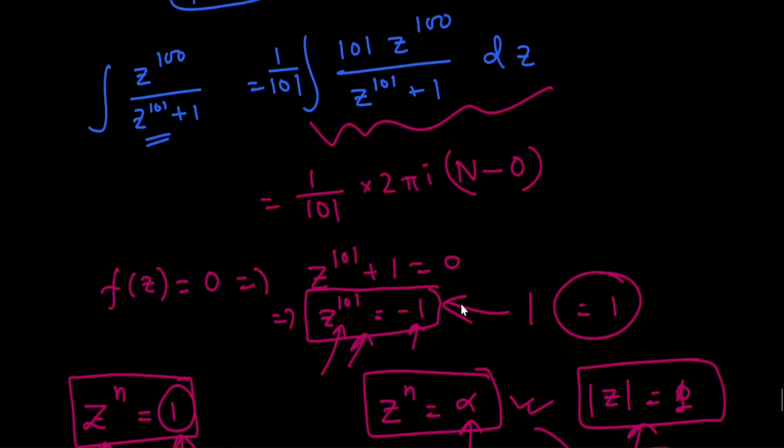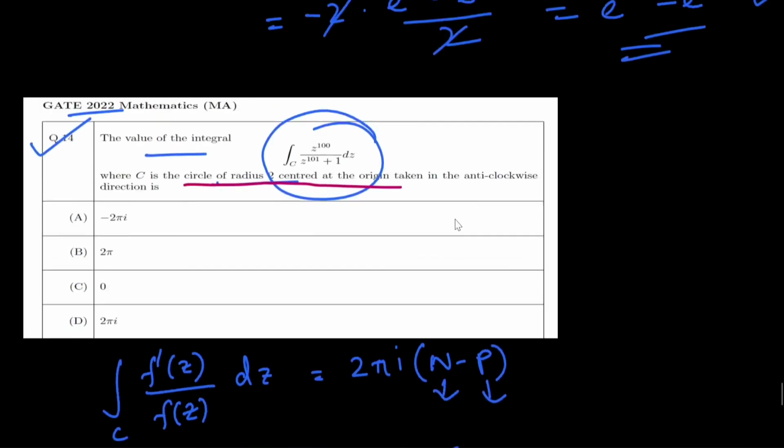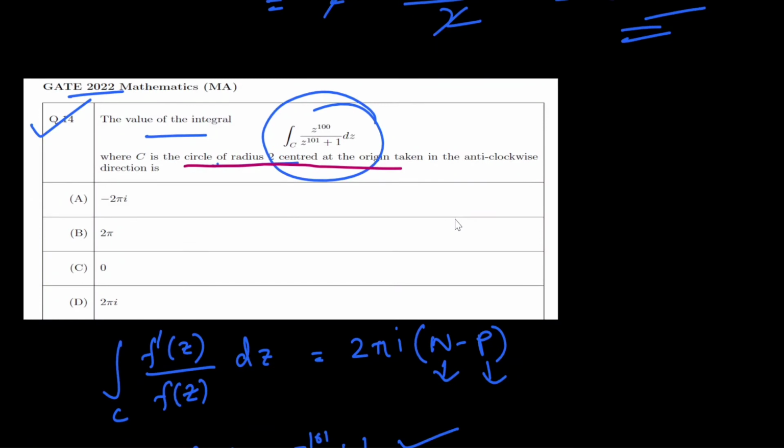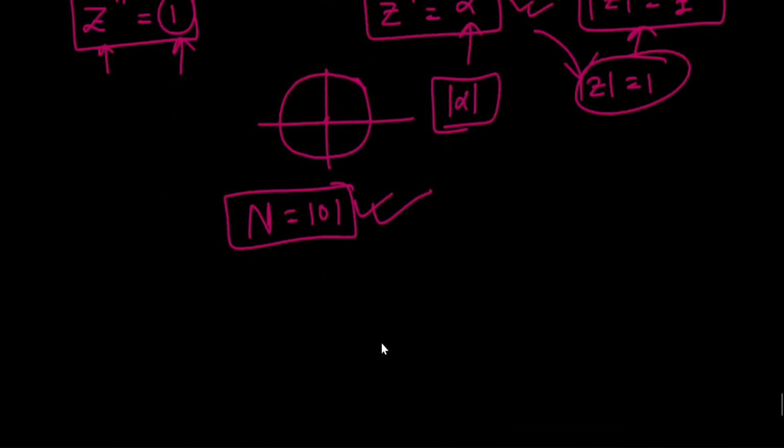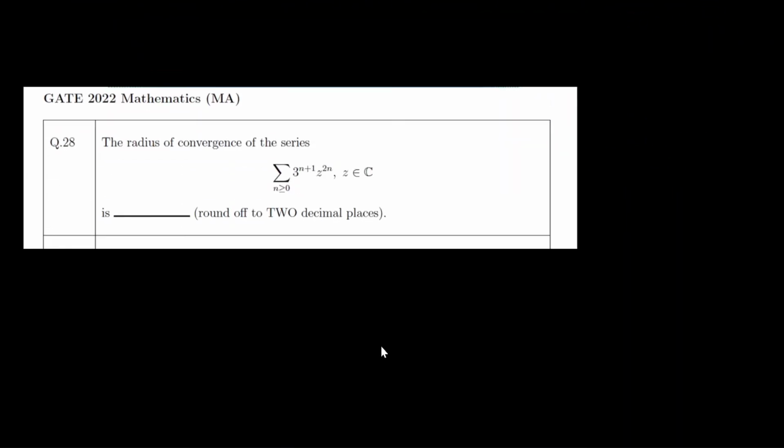So the integration is equal to 1 by 101 into 2 pi i into N, which is 101. This is equal to simply 2 pi i. If you have any doubt about this question, then please comment in the comment section below. So this is the correct answer for this problem. Go to the next question.